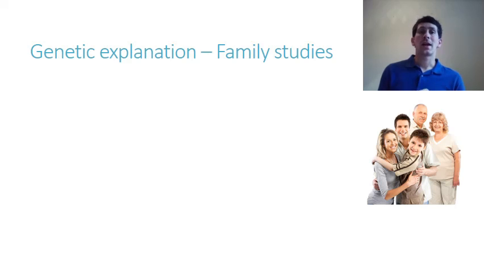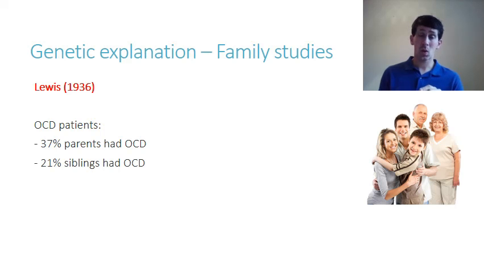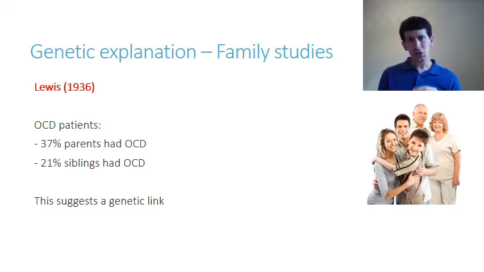So the first we're going to look at is a study for the genetic explanation of OCD. Lewis conducted a study way back in 1936 and found that in OCD patients, 37% of them had parents who had OCD. In addition, 21% of their siblings had OCD as well. And this was a lot higher than the general population. So it suggests that there must be a genetic link for OCD.